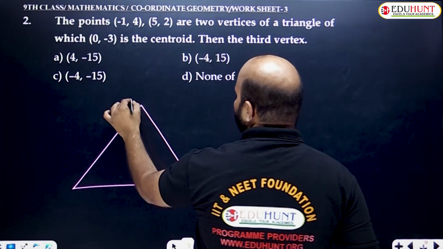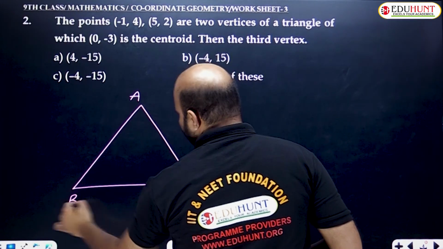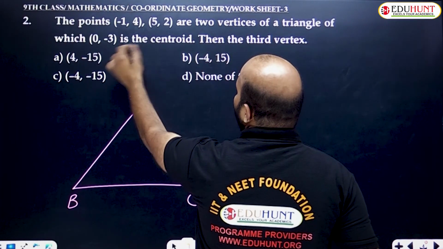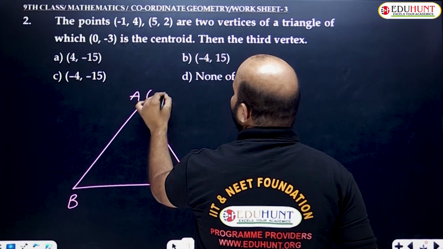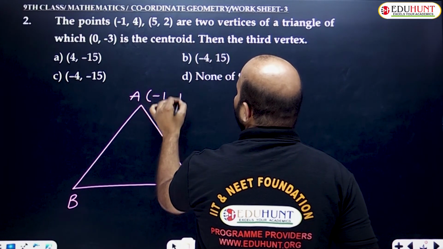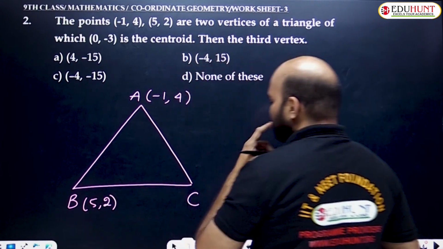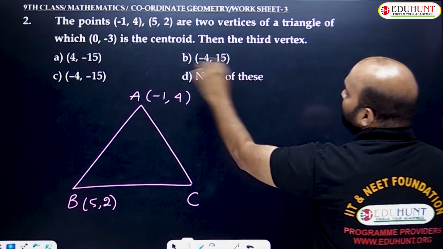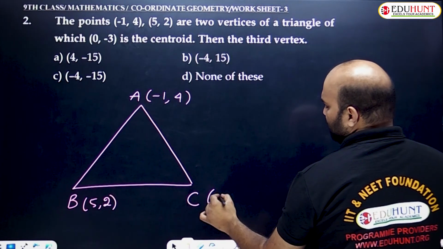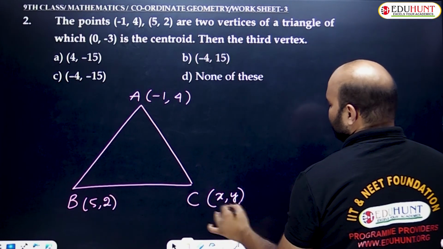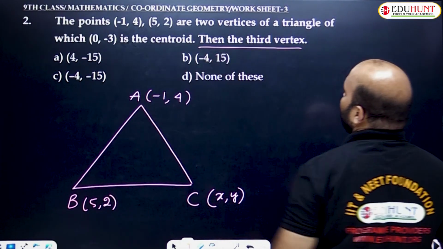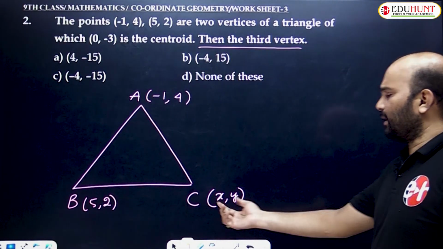So let us consider ABC is a triangle. Two points are already given. Let me take A coordinates (-1, 4), B coordinates (5, 2). We don't know the third vertex coordinates, so it will be considered as (x, y). Finally, what I am asking is the third vertex, which is nothing but (x, y).